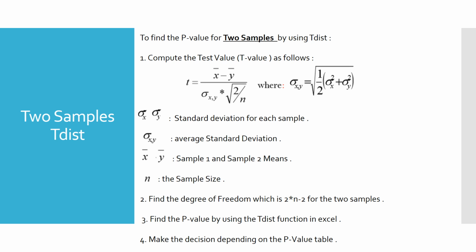X bar is sample 1 mean, or the mean of the first sample. Y bar is the mean for the second sample. And n is the sample size. After that, we have to find the degree of freedom, which is 2 times n minus 2 for the two samples, where n is the one sample size. Then we find the p-value by using tdist function in Excel. Finally, we have to make a decision depending on the p-value table.